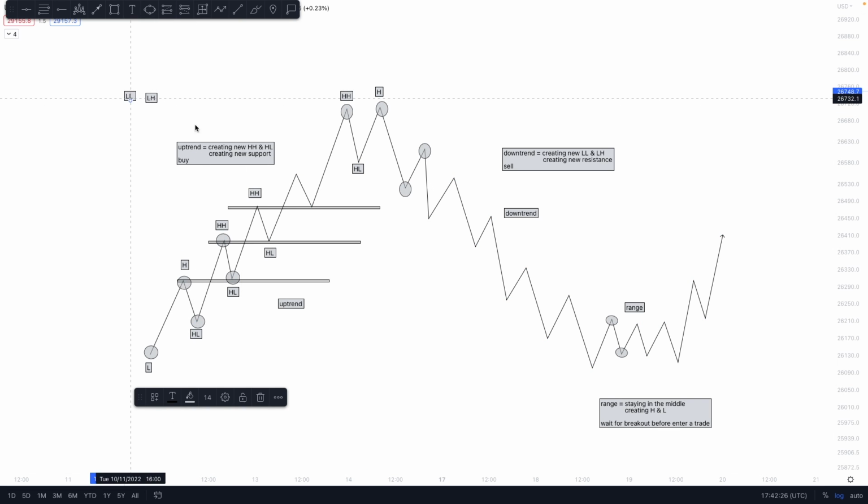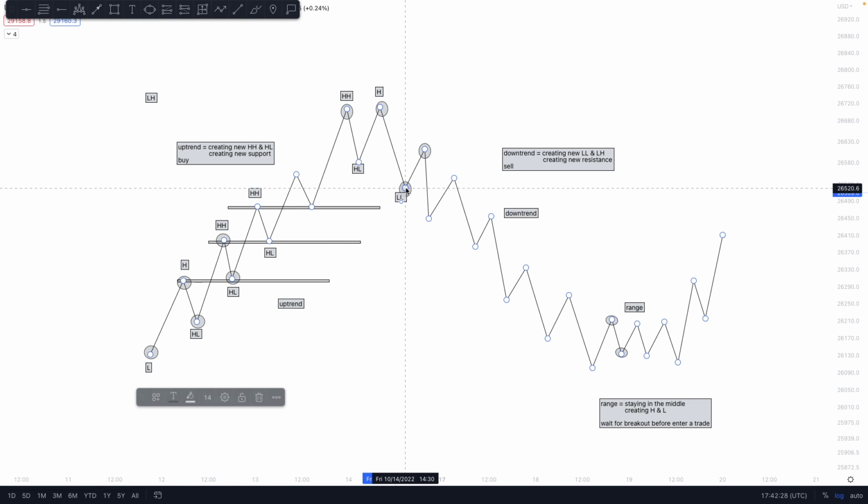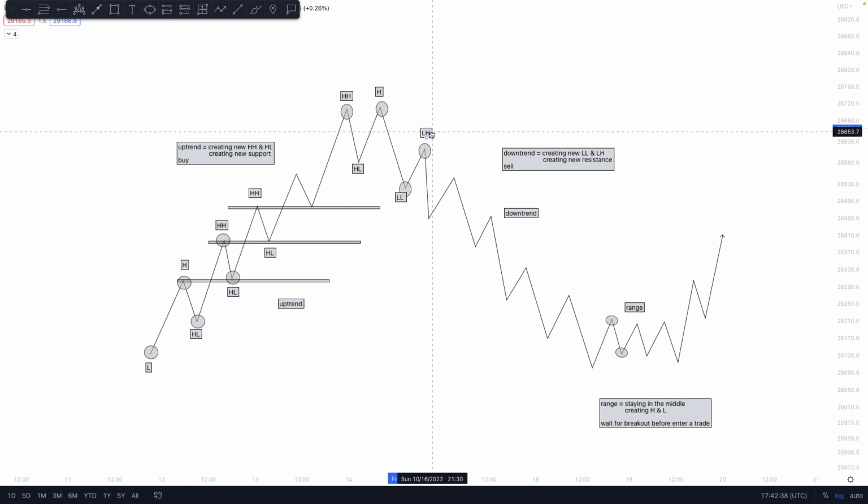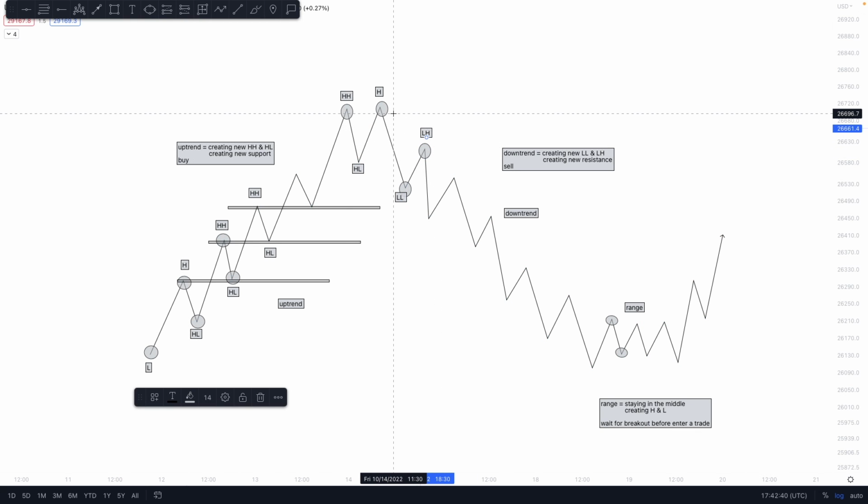The reason why this becomes a lower low is because this low is lower than the previous low. Same thing over here. The market is now heading to the upside, creating a new lower high. The reason why this is a lower high is because, again, this high is lower than the previous high. So again, it just repeats itself every single time.